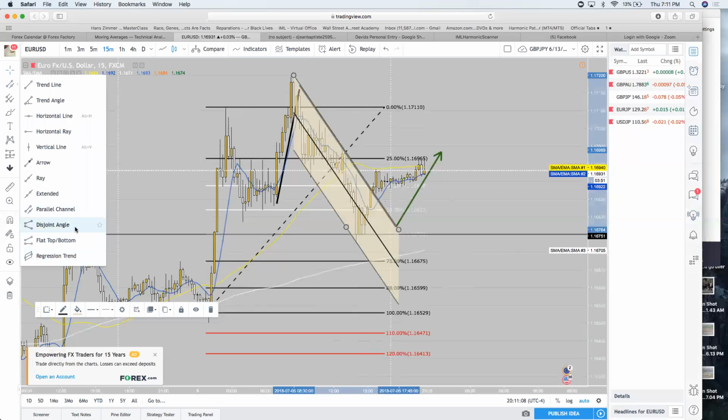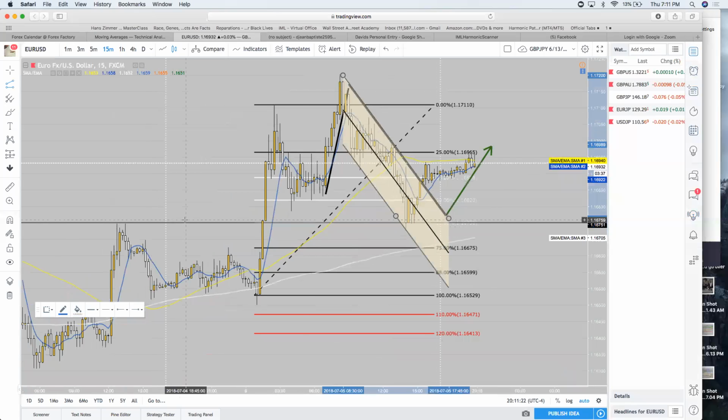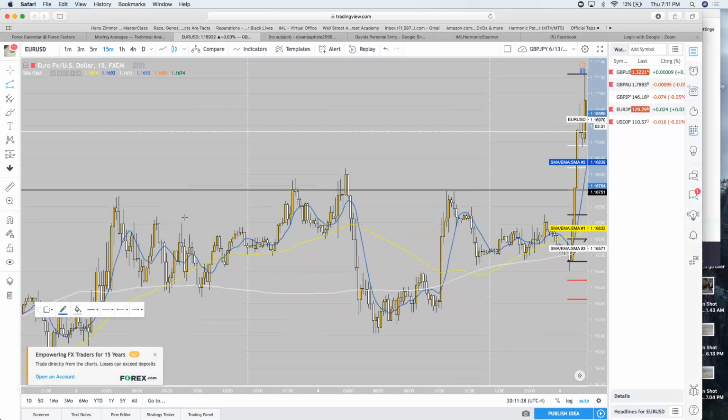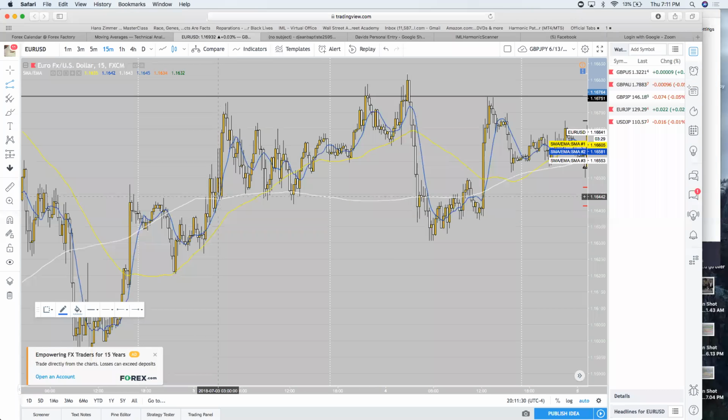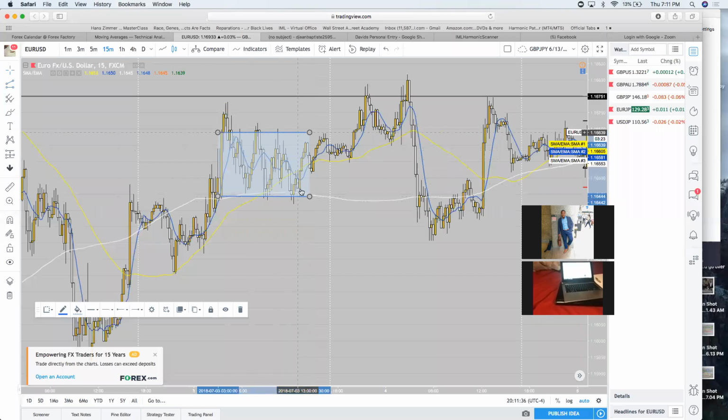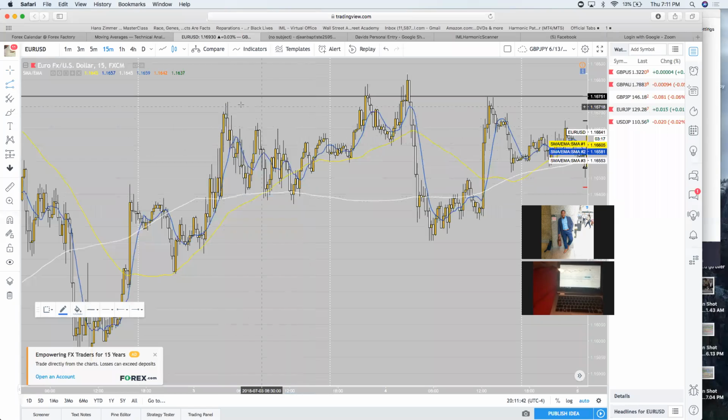These last three, the destroying angle, flat top, bottom, and progression, you're able to use them if you like. I personally do not use them, but I believe that the flat bottom is used to create a flag pattern. So let's just go back and see where can we find a flag pattern. Okay, this is not it. Where is it? Okay. Yes. So this is how we draw a flag pattern.